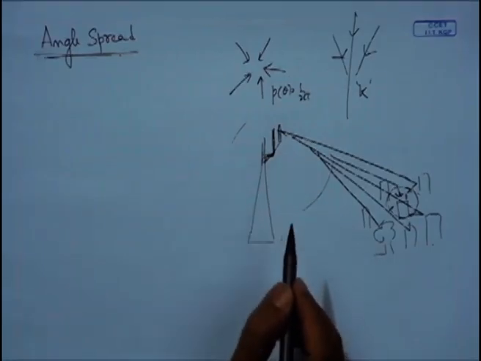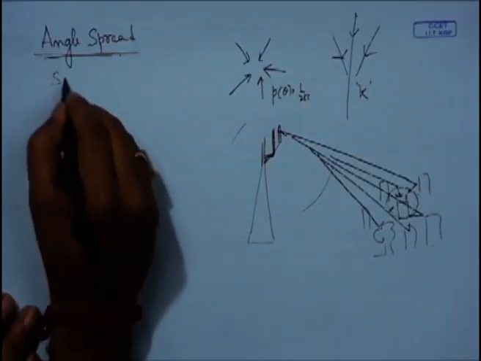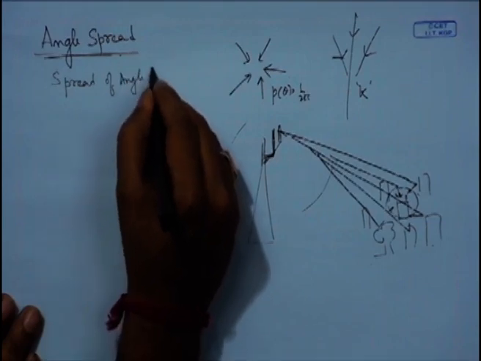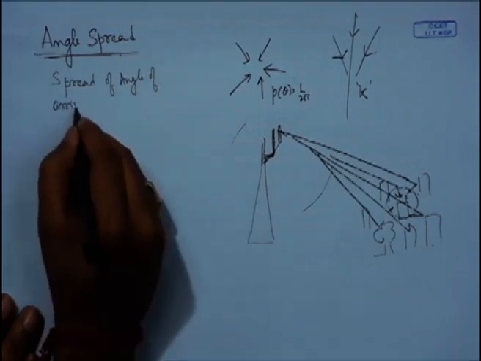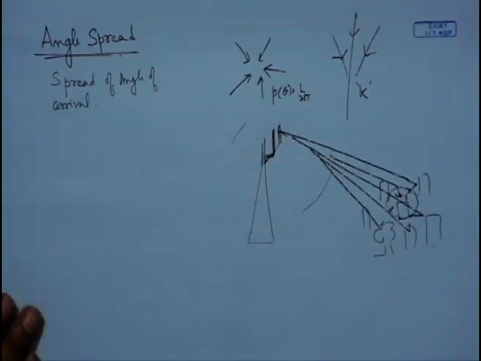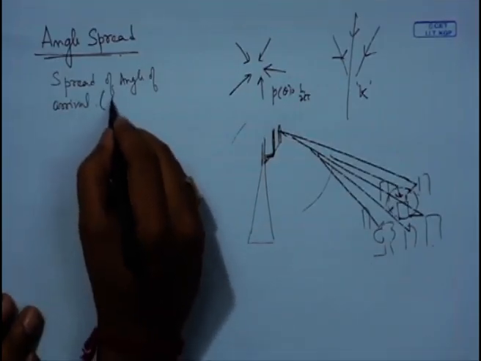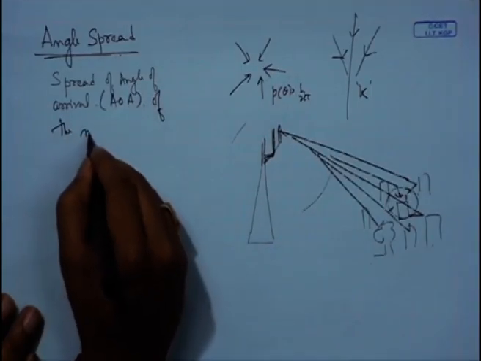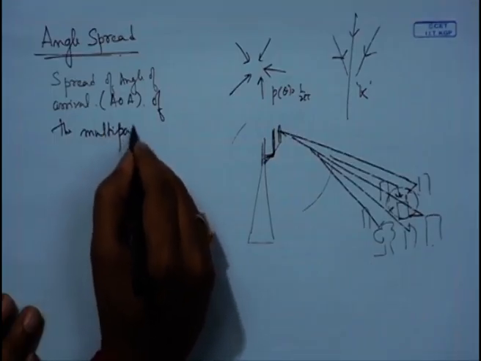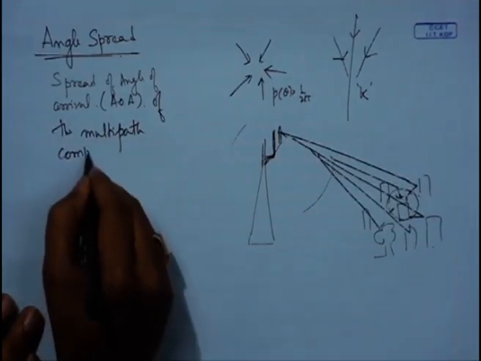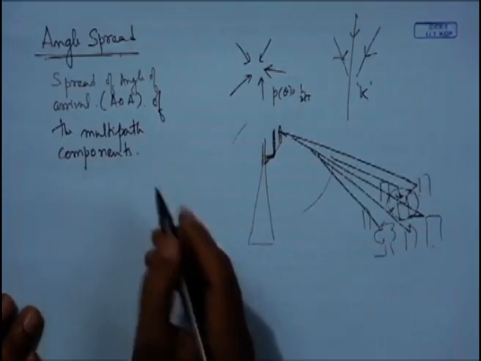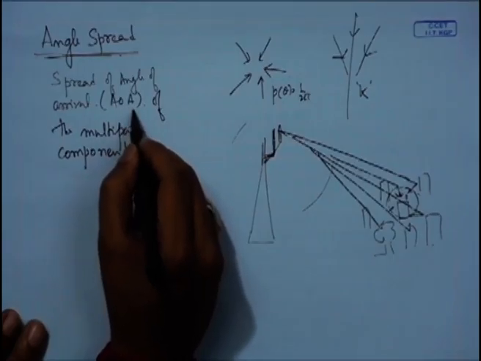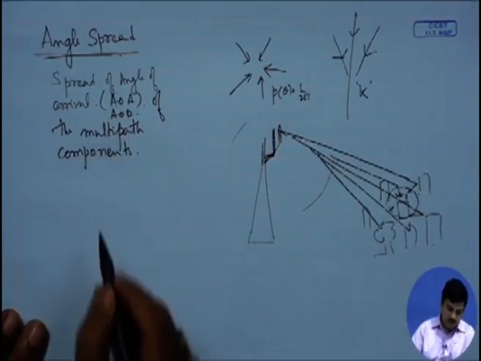So, we describe angular spread as the spread of angle of arrival, or AOA, of the multipath components, or the angle of departure. If it is the receiver, it is angle of arrival. If it is the transmitter, it is angle of departure.